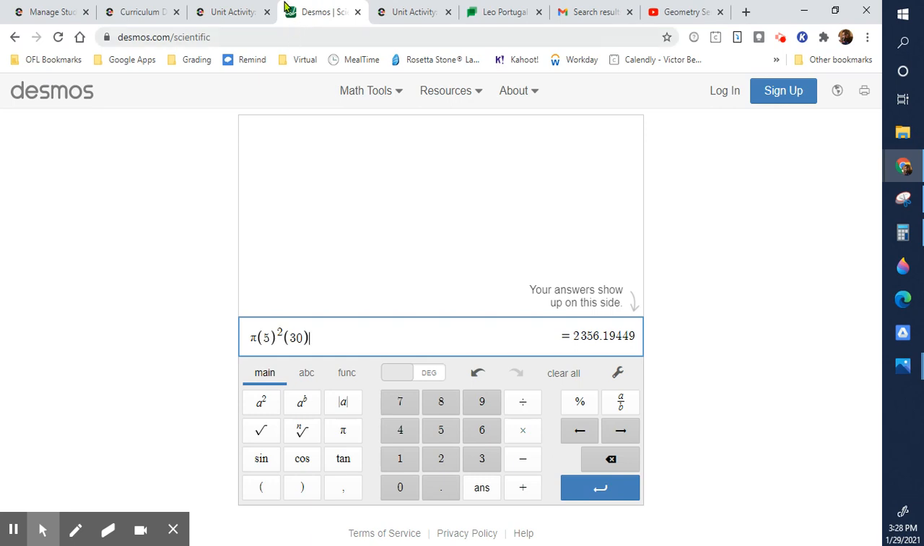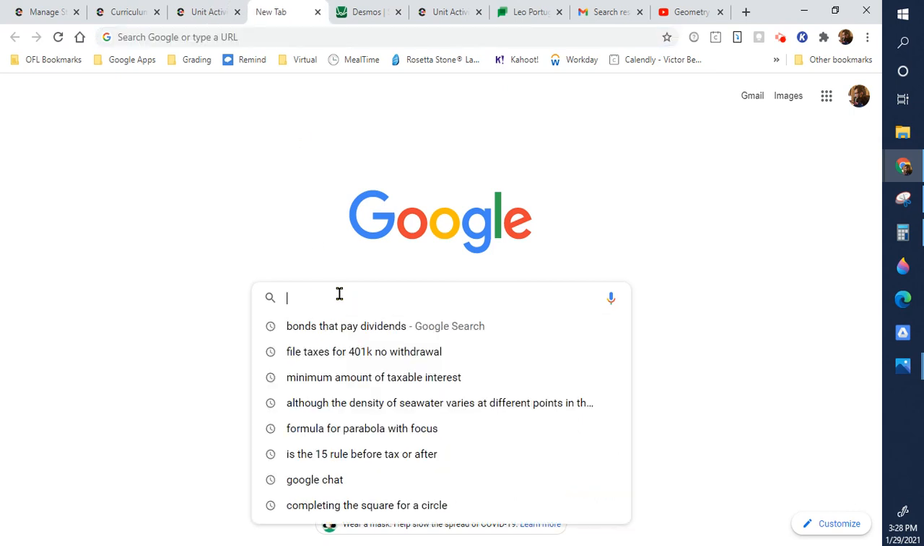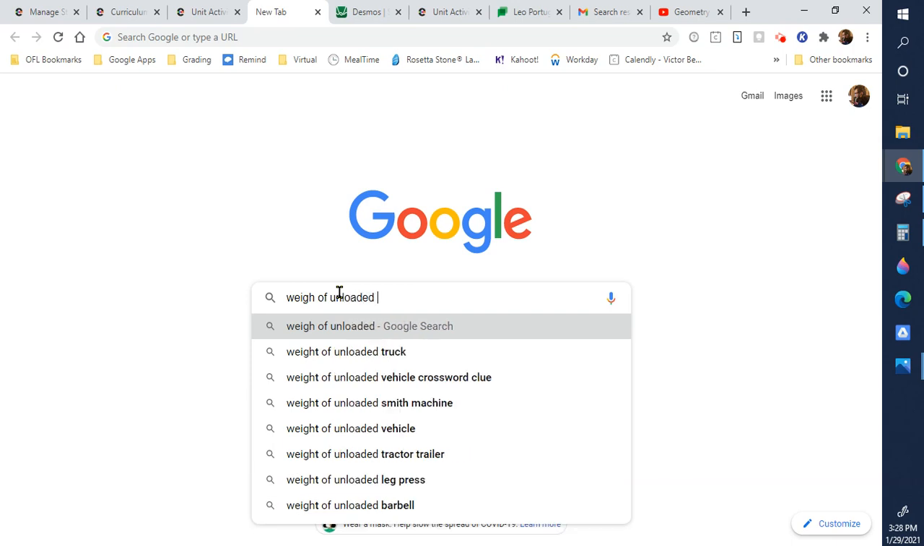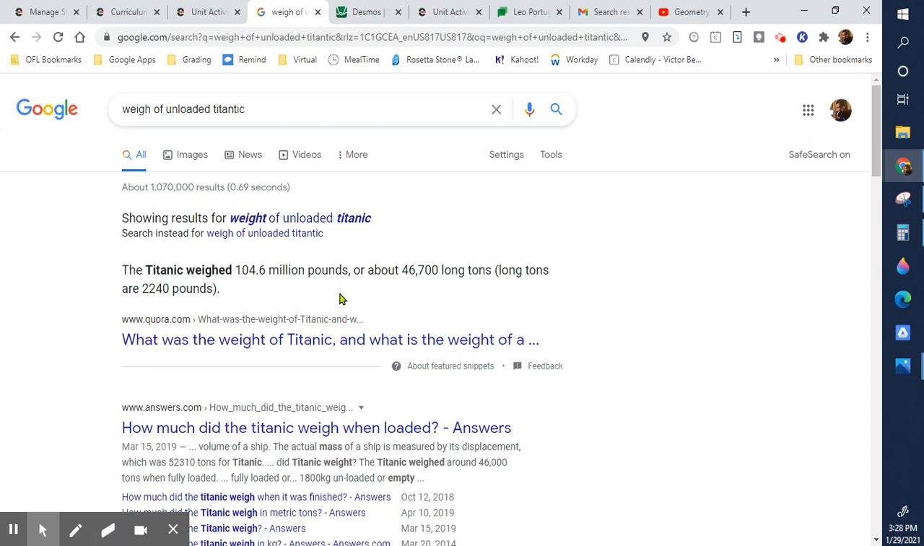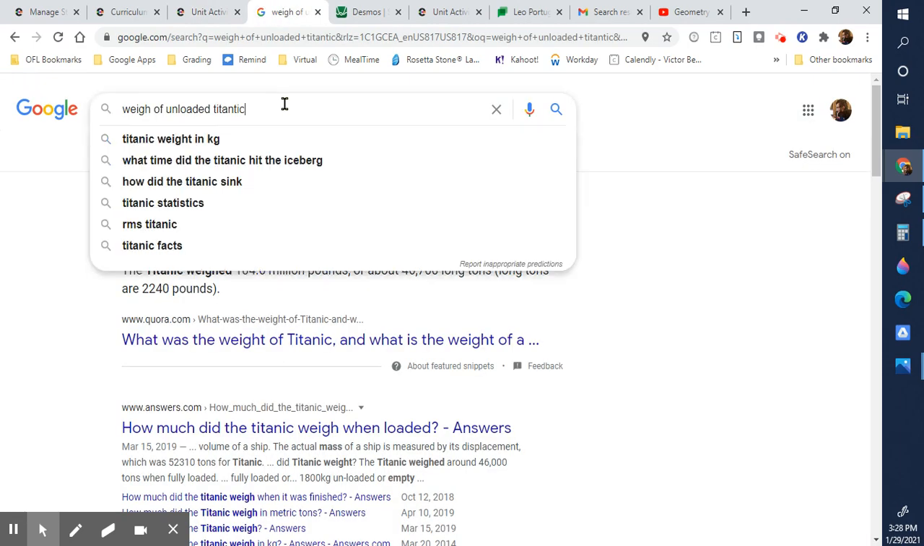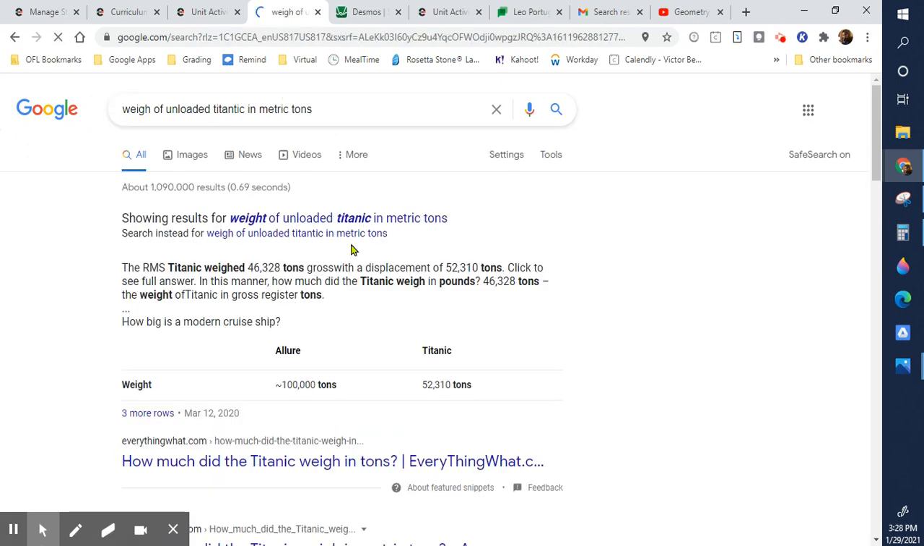So you're going to go on Google. Let me open up another tab. And you're just going to type in weight of unloaded Titanic in metric tons. All right. So this one, we want metric tons. So weight, gross displacement, a displacement of this, click the.